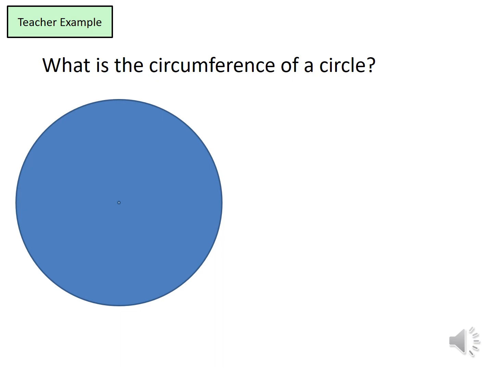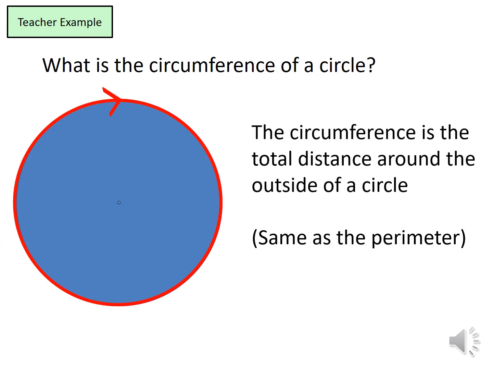So what is the circumference of a circle? It is the total distance around the outside of a circle. So it's the same as the perimeter.